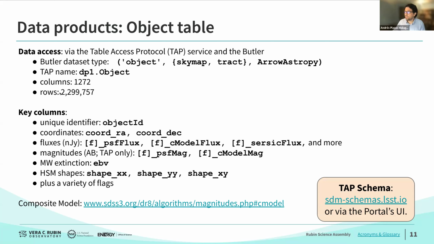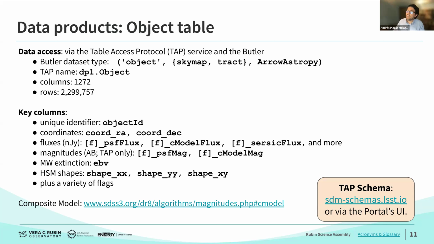Another point of notice here is that in this case for DP1, we're going to have only 2,300,000 rows, but for the LSST, we're going to have a billion rows. So it's good to be efficient in the spatial constraints and also in the column constraints when you're doing a query. And we're going to see that in a few minutes in some of the tutorials I'm going to show.